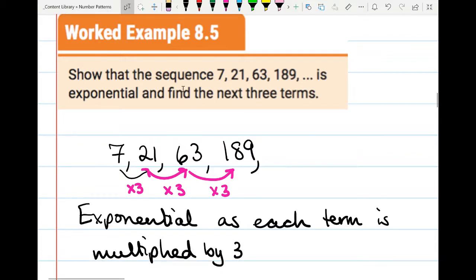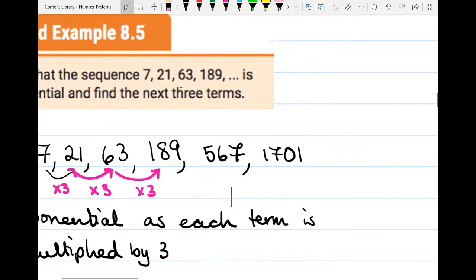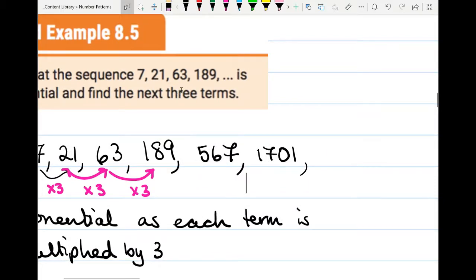And then we need to continue the next 3 terms. Just use your calculator to help you here. To get the next one, we'd need to multiply 189 by 3, which gives me 567. Multiply by 3 again, 1701. And multiply by 3 again, 5103. And so those are the next 3 terms of the exponential pattern.